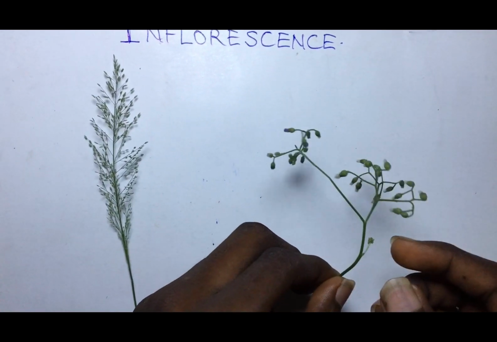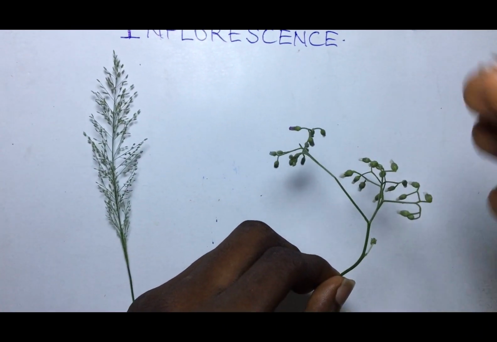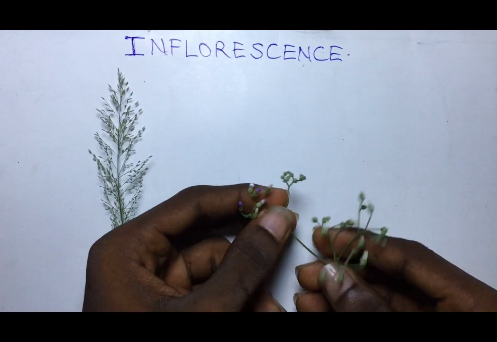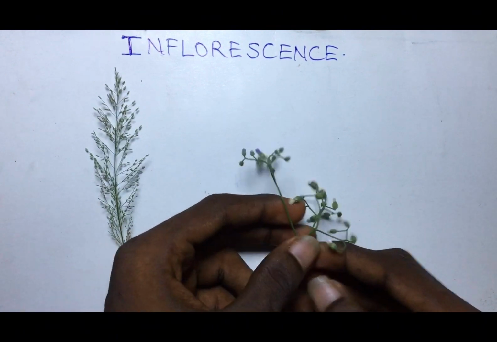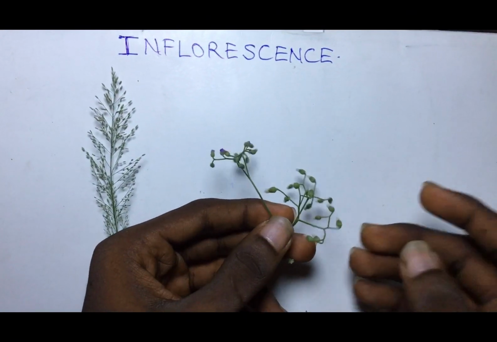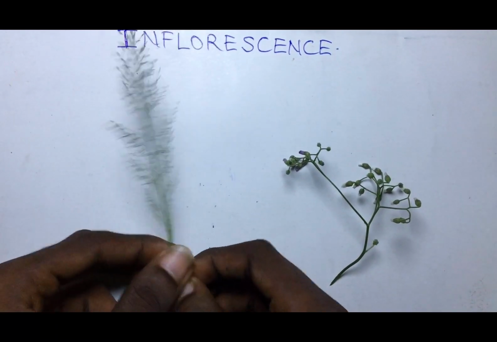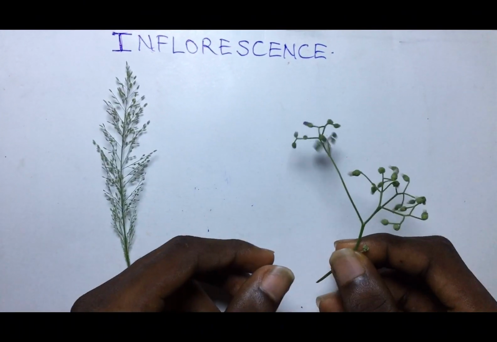So now, based on the branches of flowers within the inflorescence, we have two types of inflorescence, which are racemose. This is racemose inflorescence, and this is cymose inflorescence.